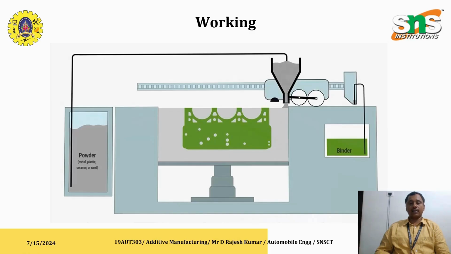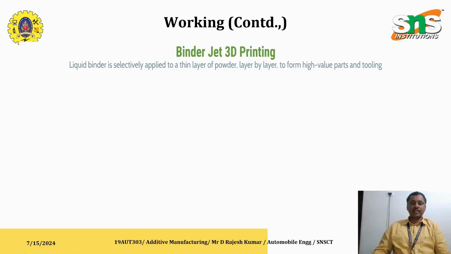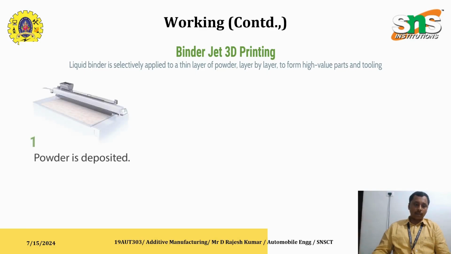This is a roller where by the application of heat, the layers are bonded. So this roller is a heated roller. Because of the heat in this roller, the layers are bonded together. You can see the step-by-step process. In step 1, the powder is deposited. That is, layer 1 is deposited by the nozzle or the printhead.